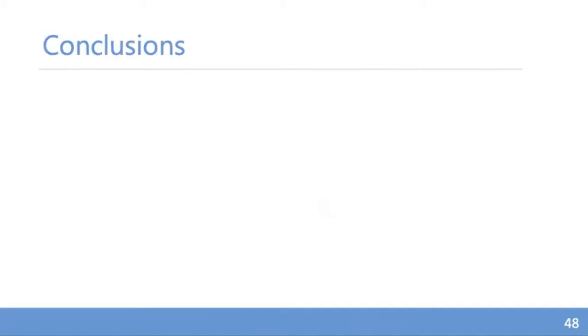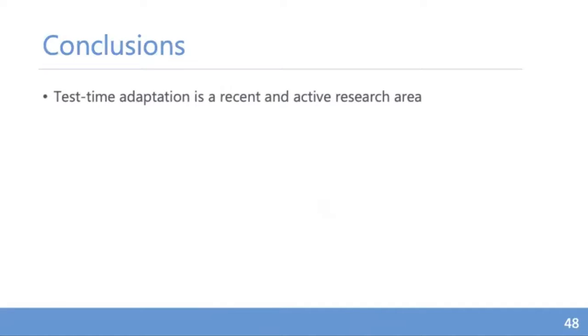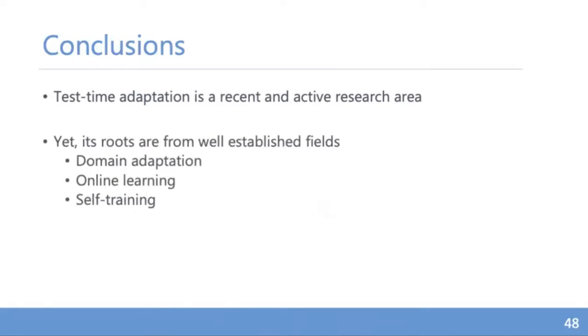All right, we're incredibly on time. So conclusions: test time adaptation is a recent and active area. So check out all the ICCV, CVPR proceedings. If you're interested in these, you can find probably 4 to 5 papers for each conference in the past 2 to 3 years. But the roots are from very well-established fields, right? So let's not reinvent the wheel. People in NLP have been working on these problems for like 15 years. So let's look at those.